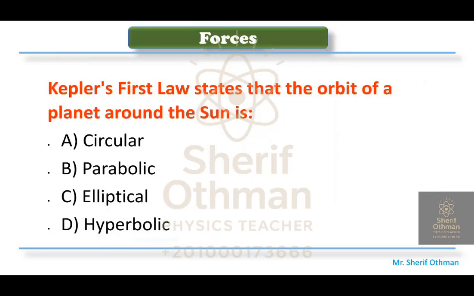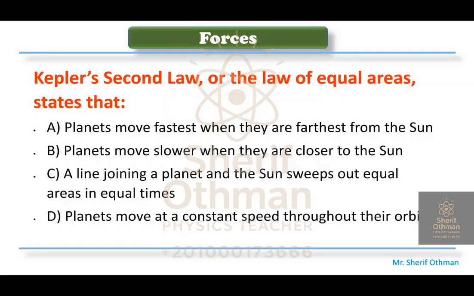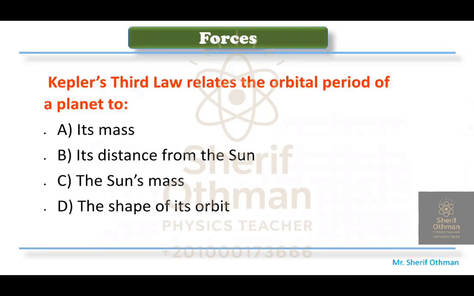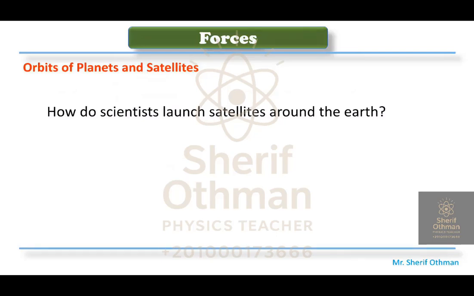So Kepler's first law states that the orbit of a planet around the sun is an elliptical orbit. Kepler's second law, or the law of equal areas, states that a line joining a planet and the sun sweeps out equal areas in equal times. Kepler's third law relates the orbital period of a planet to its distance from the sun. Orbits of planets and satellites.